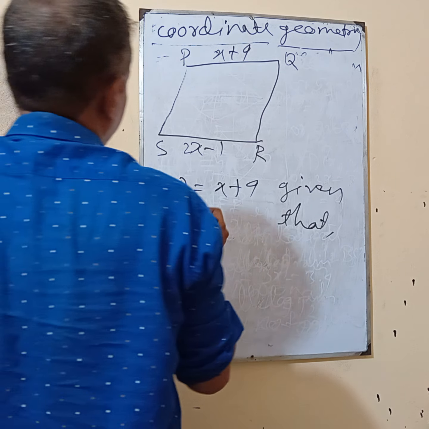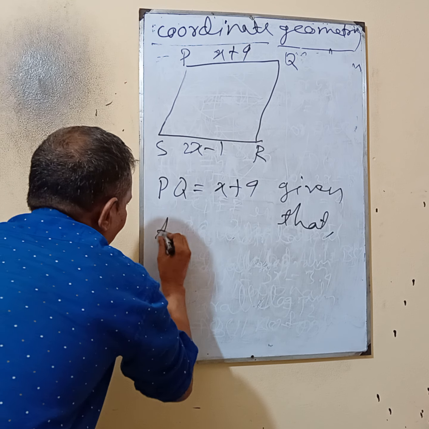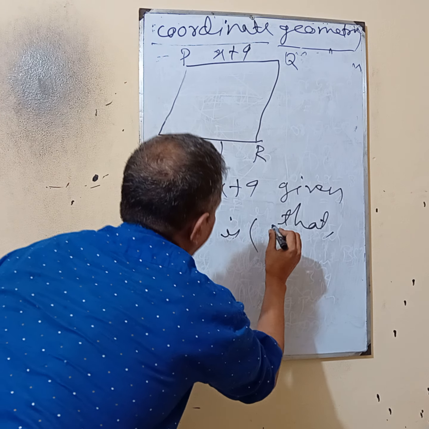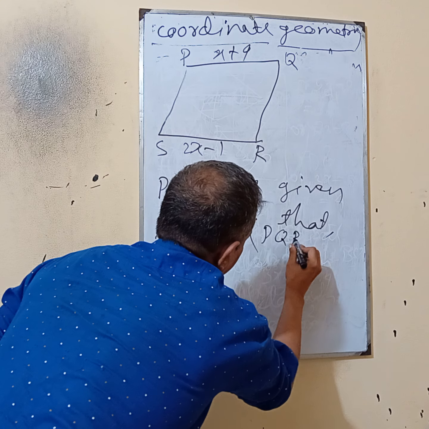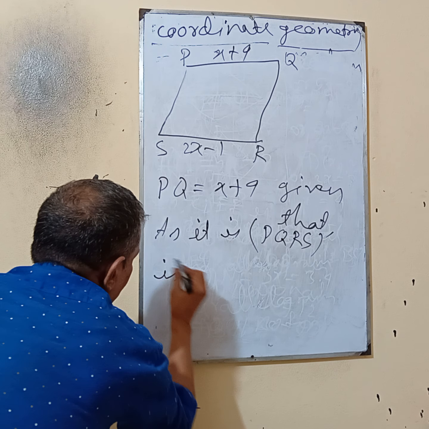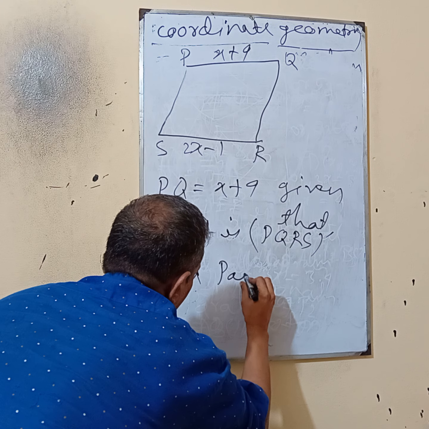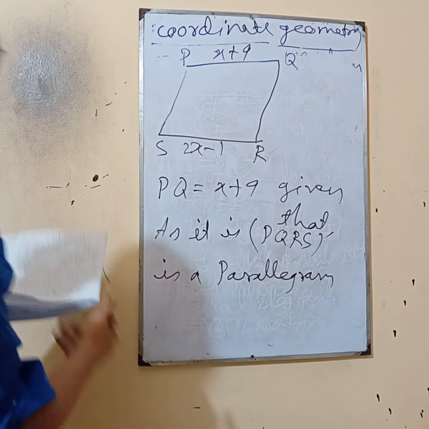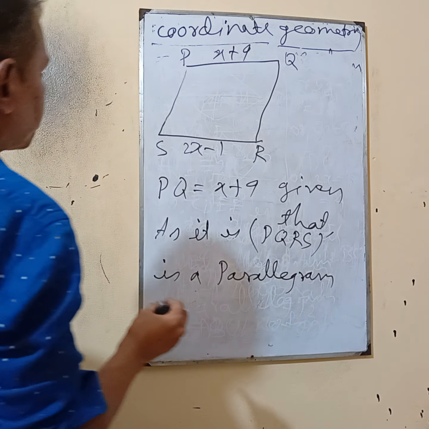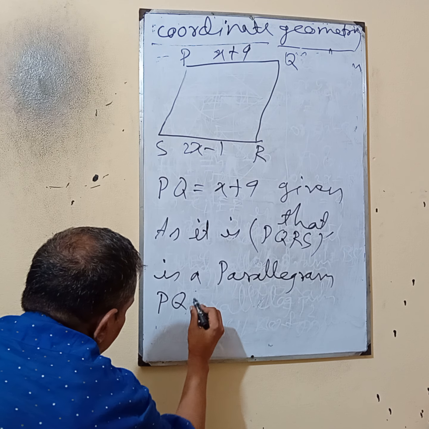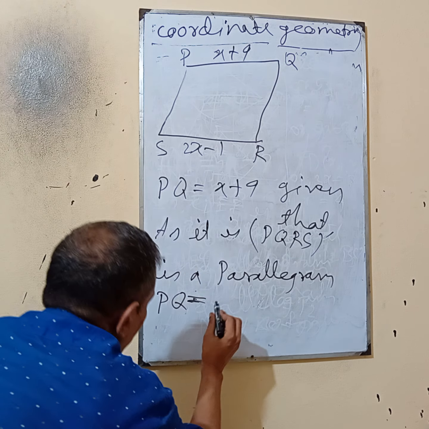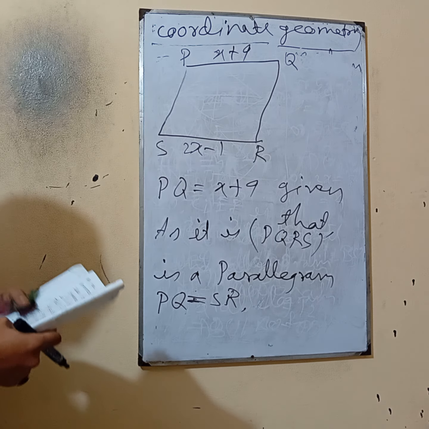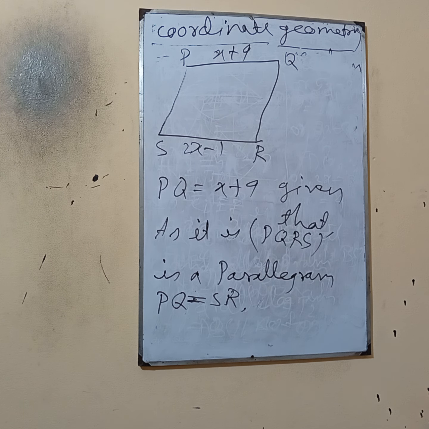So PQRS is a parallelogram. So PQ is equal to SR. Now I have to do the calculation.